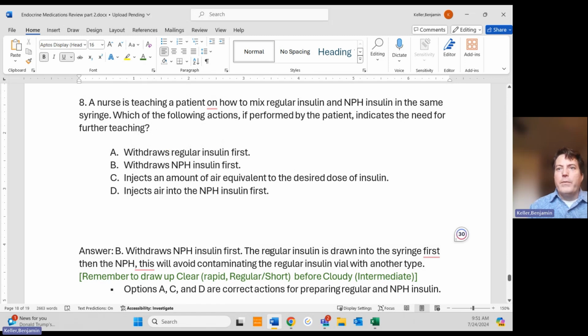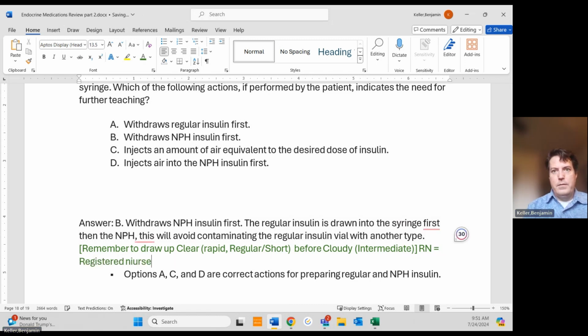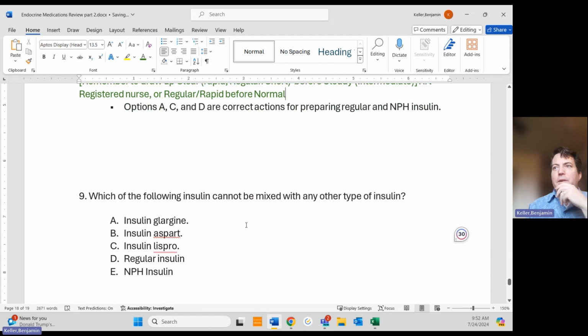That's not right. We always want to draw clear before cloudy. Regular insulin is drawn into the syringe first, then the NPH, because that avoids contaminating the regular insulin. So remember, clear before cloudy, or regular or short-acting before cloudy, intermediate. And you can think about this as RN, regular, registered nurse.